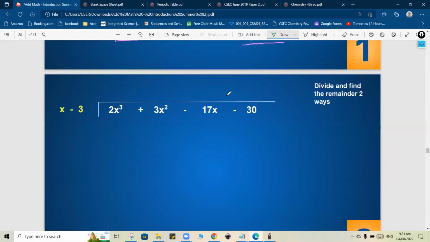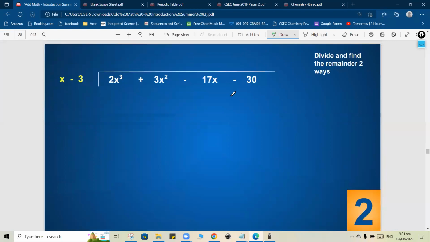I want you to quickly do this one. Doing a little practice here. Find the remainder two ways. So you're doing it the long way, and then you're doing the shortcut way, and make sure in both instances you get the same answer for the remainder.